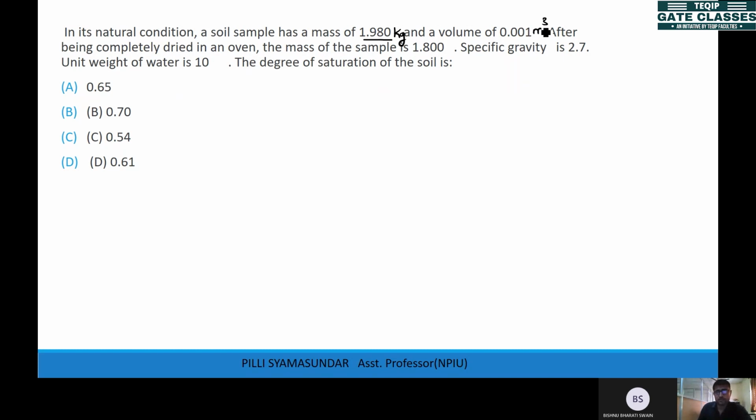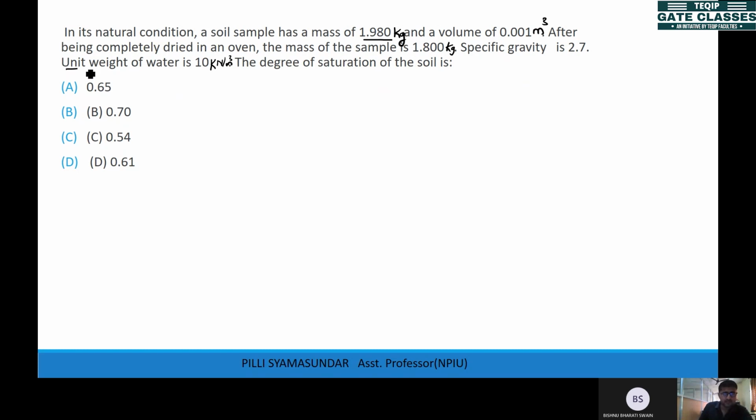So 0.001 meter cube is the volume of soil. After being completely dried in an oven, the mass of the soil sample is 1.8 kg. And the specific gravity is 2.7. The unit weight of water is 10 kilonewton per meter cube.